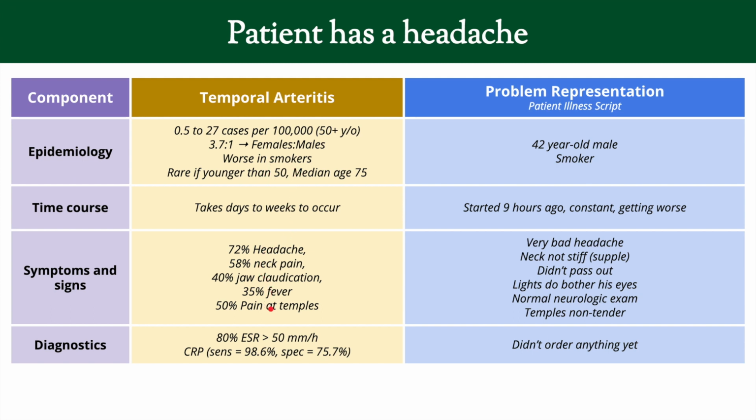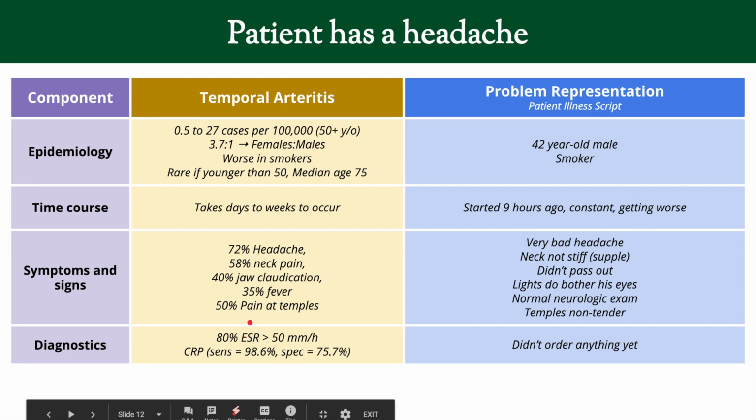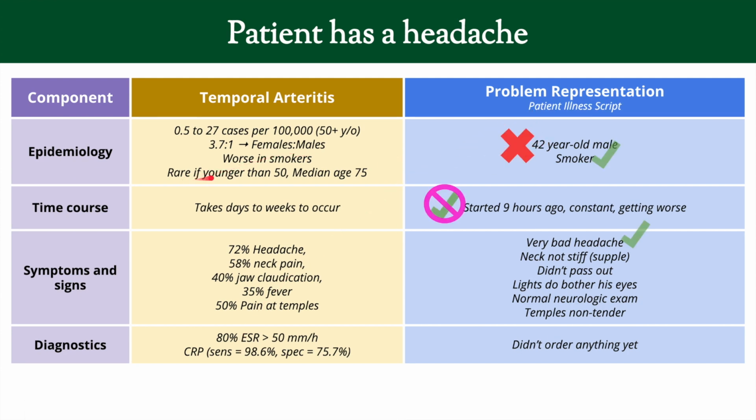Here are some symptoms you might see and the percentage of the time that you might see it, okay? And then some blood tests that you might see. So we know that this person is 42. It's very, very rare if someone's under 50. So that might be a rejecting feature that we have here.